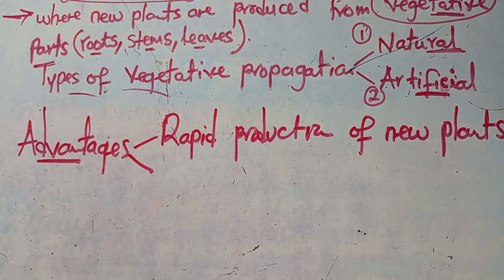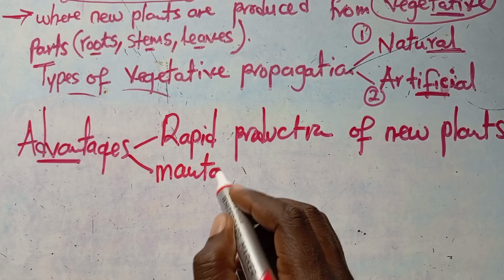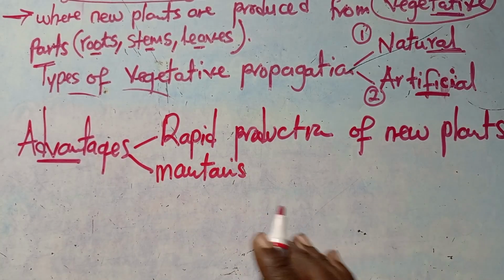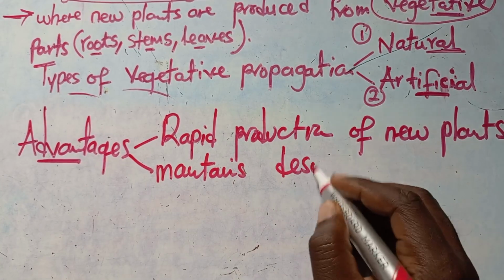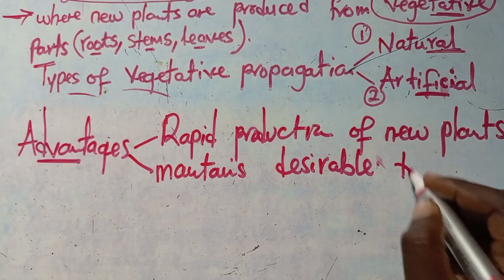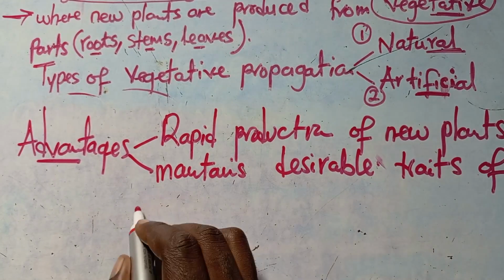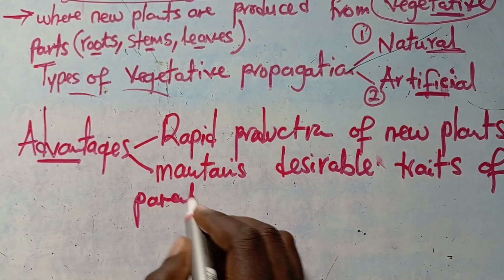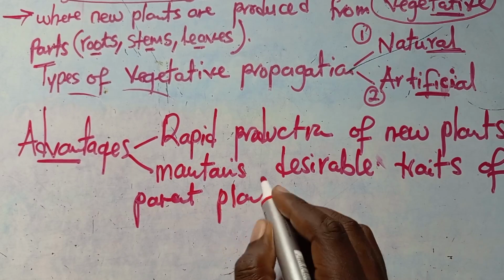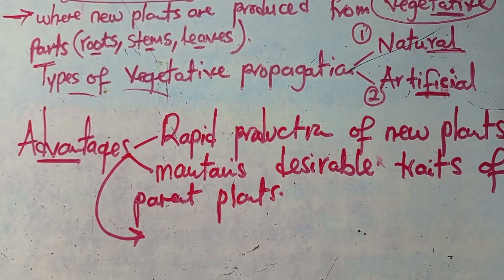You also need to understand that it maintains desirable traits. Maintains desirable traits of parent cells or parent plants.